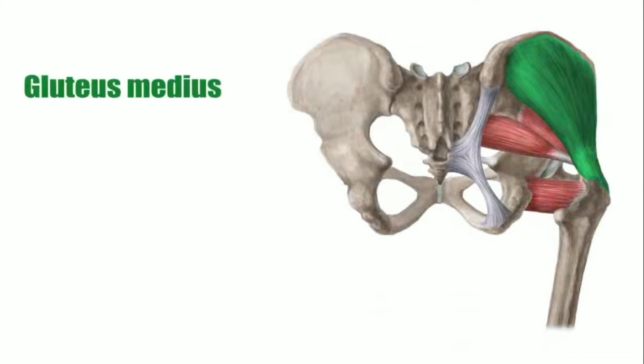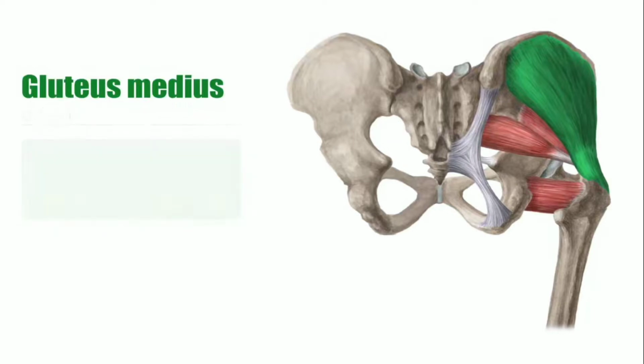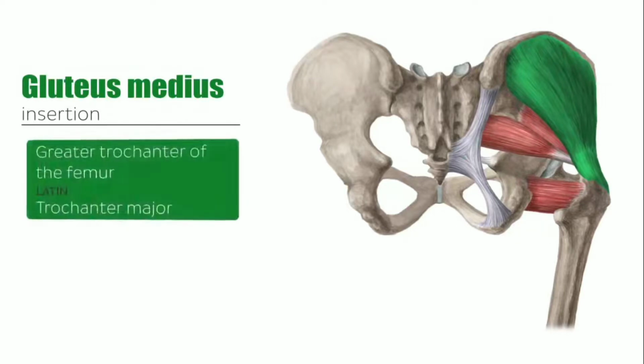This is the gluteus medius, and it is positioned one layer underneath the gluteus maximus. In terms of origin point, it's going to be the iliac wing or the gluteal fossa. The gluteus medius muscle originates between the anterior and the posterior gluteal lines of the ilium. Let's look at the insertion point that you can clearly see on this image on the right side. The insertion point for the gluteus medius is the greater trochanter of the femur, right about here, as you can see.